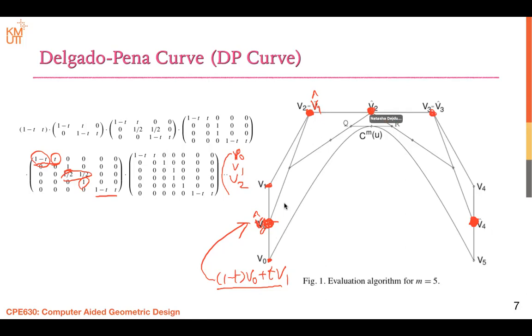1 over 2. This one is 1 over 2 of V2 plus 1 over 2 of V3. Okay, this one, V2 and V3, right? Okay, this is the way, sometimes we call this a corner cutting algorithm. The reason why we call it a corner cutting algorithm is because the corner will disappear all the way.